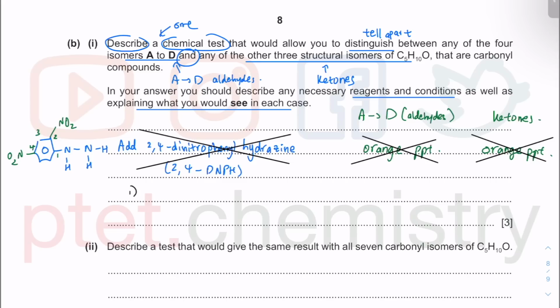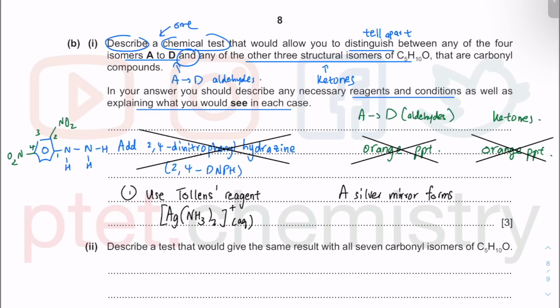So what do we need then? We need to use Tollens reagent or Fehling's reagent, which is a specific test for aldehyde. Tollens reagent is colorless. It basically contains silver with 2 ammonia, with a plus charge, aqueous and colorless, and you will get a silver mirror forming. A silver mirror will form for the aldehyde, as the silver plus 1 gets reduced to silver 0, and the aldehyde gets oxidized. Whereas for the ketones, the solution remains colorless, because your Tollens reagent is basically colorless to begin with.